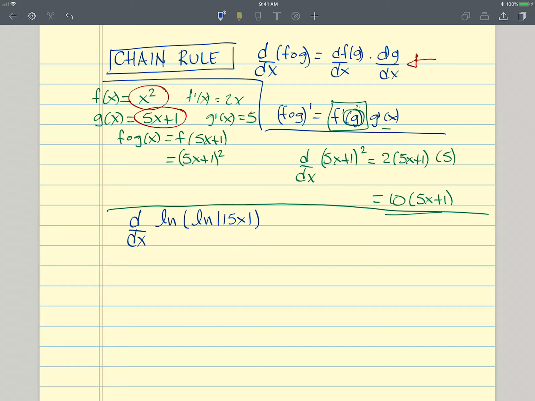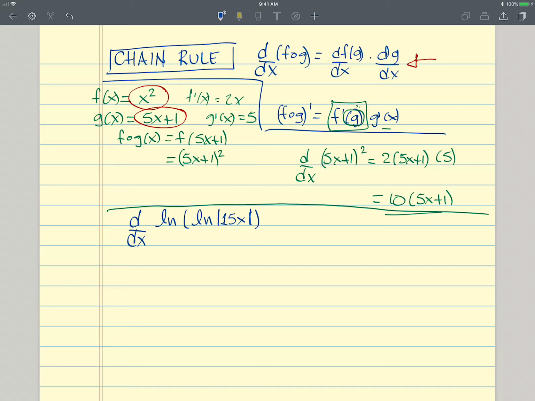Something to recognize is that it has the absolute value here, because if you remember from the natural log definition, it's only defined for positive numbers. So this only makes sense if your input to natural log is positive. So it has the absolute value there. But it's just part of the natural log restriction, and it's not going to be a part of your derivative.